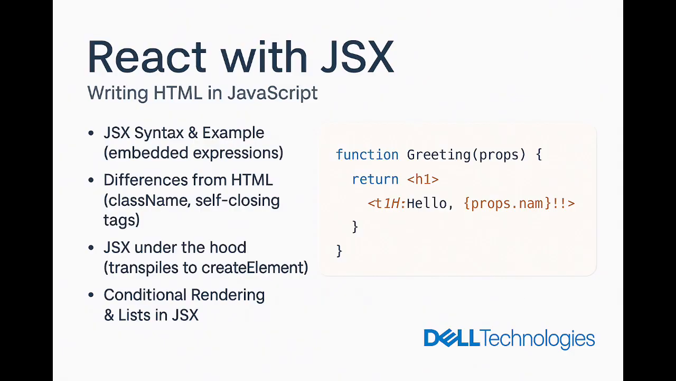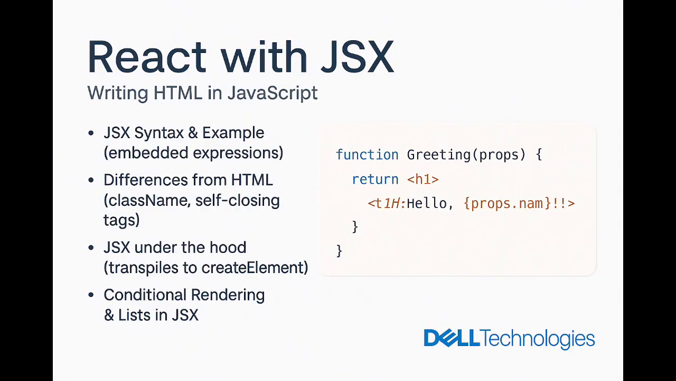JSX is the syntax that allows us to write HTML-like code within JavaScript, and it is one of React's most distinctive features. For many newcomers, writing markup in a JavaScript file can seem strange at first, but JSX is a powerful abstraction that makes building UIs more intuitive and closely ties rendering logic with the visual outcome. Today, we'll explore what JSX is, how it works under the hood, best practices in using JSX, and some important differences between JSX and plain HTML. By the end, you'll see JSX as an elegant tool in your React toolkit, rather than a weird trick.